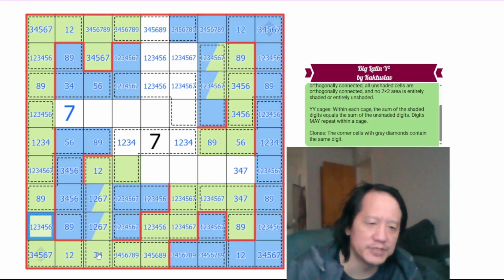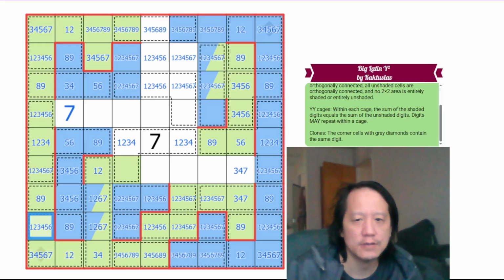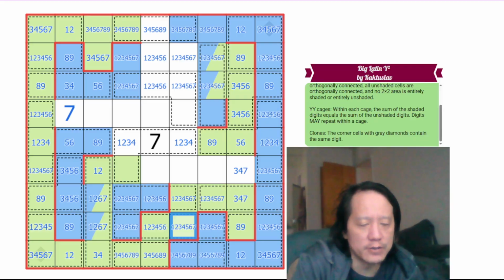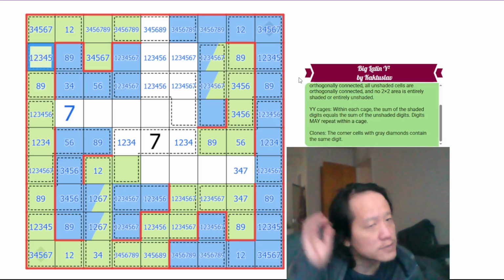This can no longer be 6 because this is at minimum 1 and 3. And this can no longer be 6 also because this is at minimum 1 and 3. So same with this. No 6, no 6.